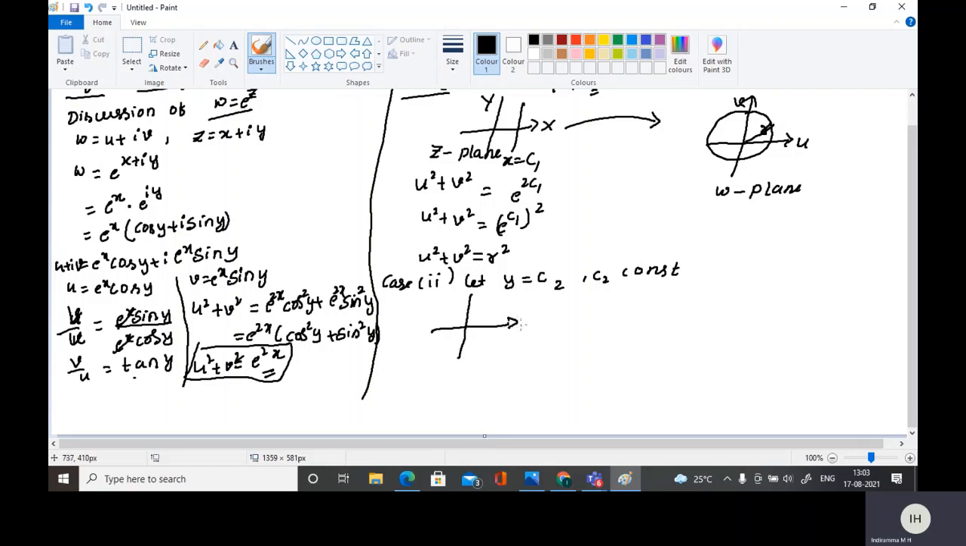Y equal to c2. This is the x, y plane. We can write y is equal to c2, a line parallel to the x-axis. We have to find the image of this in the W plane.